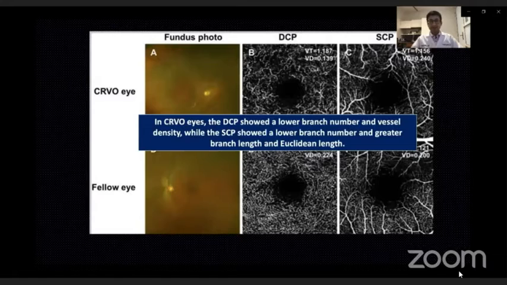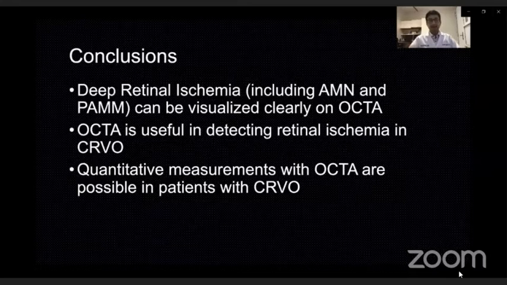As you can see in the CRVO eye, you have decreased density compared to the fellow eye in the deep capillary plexus. So we've always seen that the deep capillary plexus can be much more revealing in these particular patients. And with this, I'd like to conclude by stating that the deep retinal ischemia, including AMN and PAM, can be visualized clearly on OCTA. And OCTA is very useful in detecting retinal ischemia in CRVO and BRVO. Quantitative measurements with OCTA, especially using the newer indices, are very much possible, and they're very helpful in assessing patients with CRVO. Thank you very much.